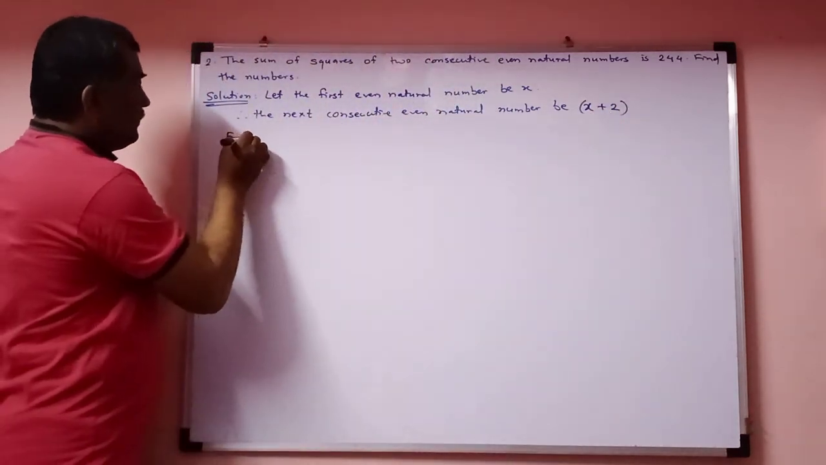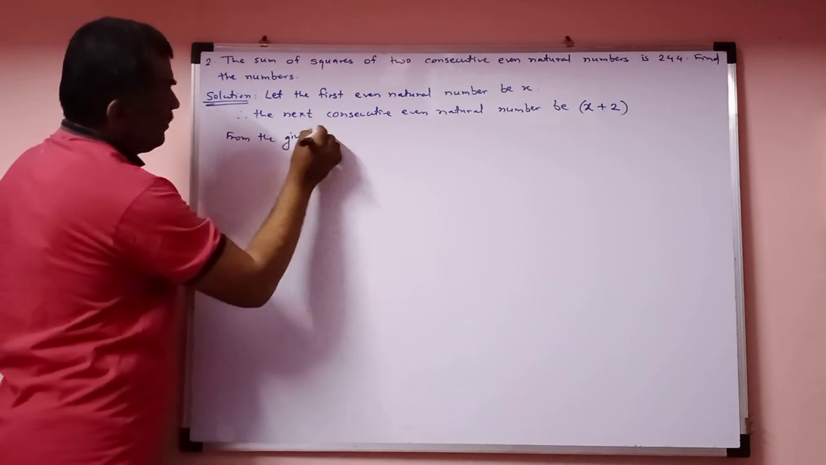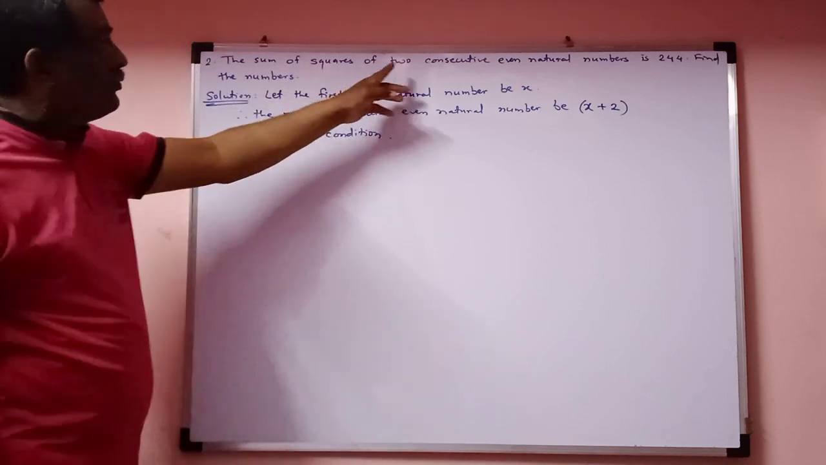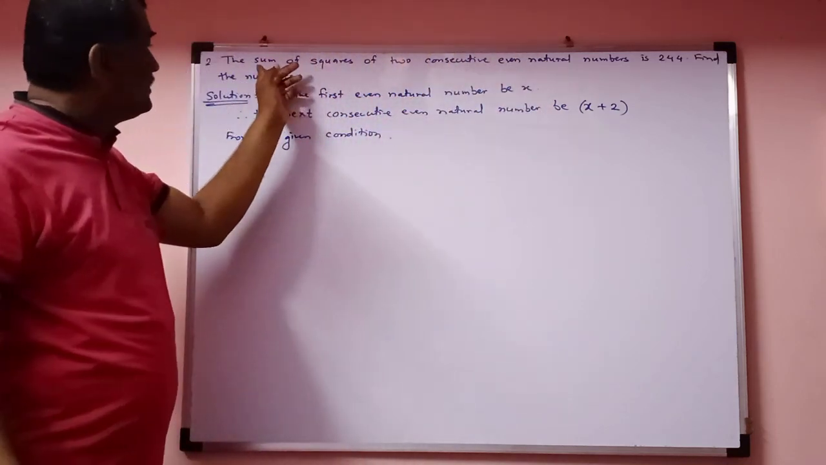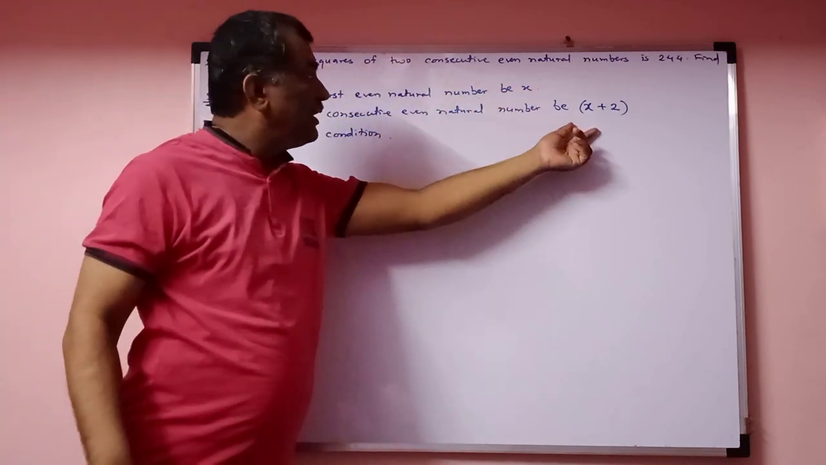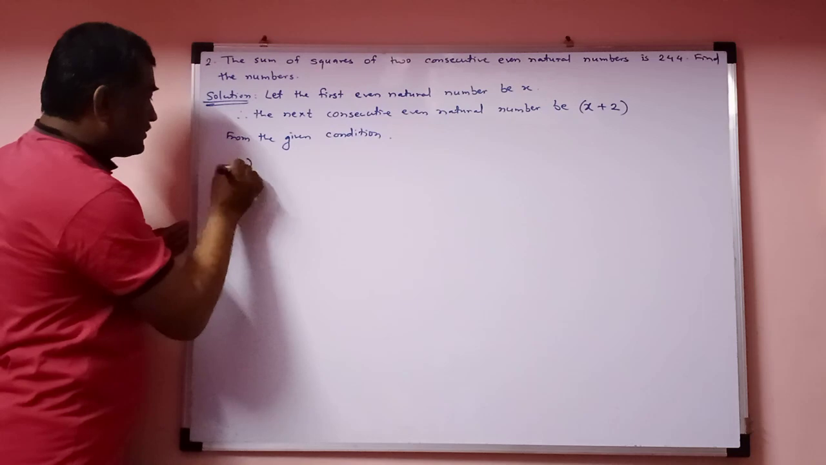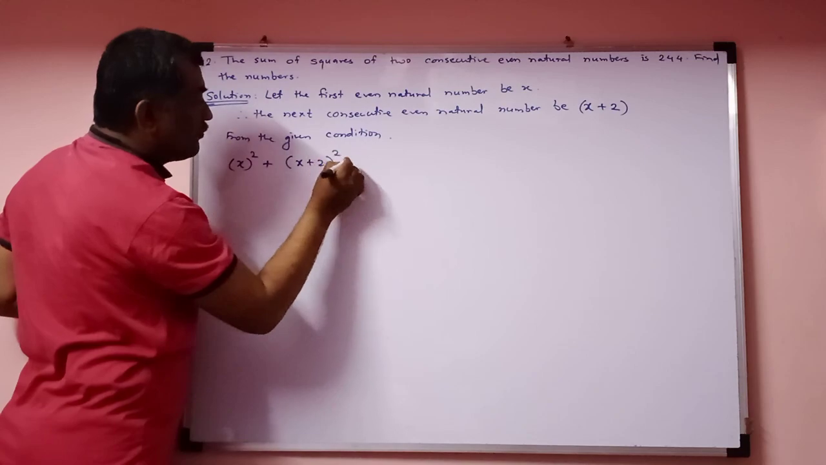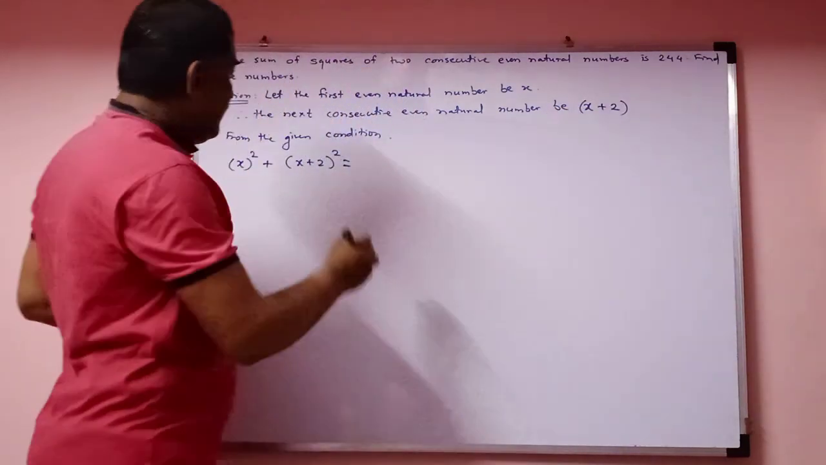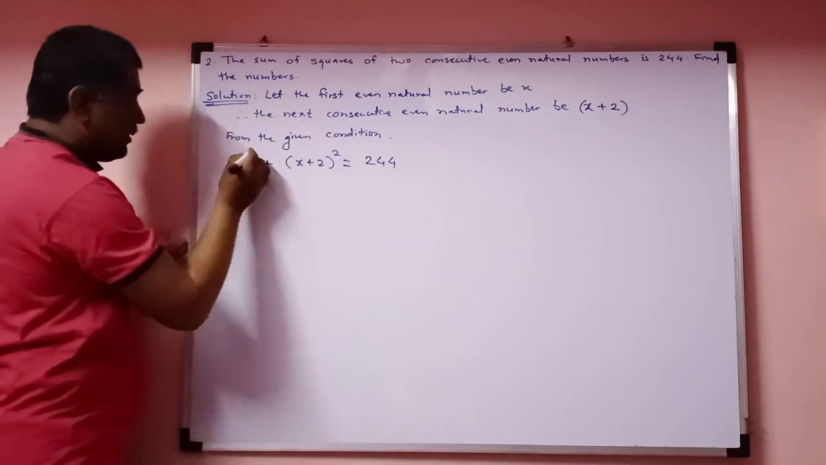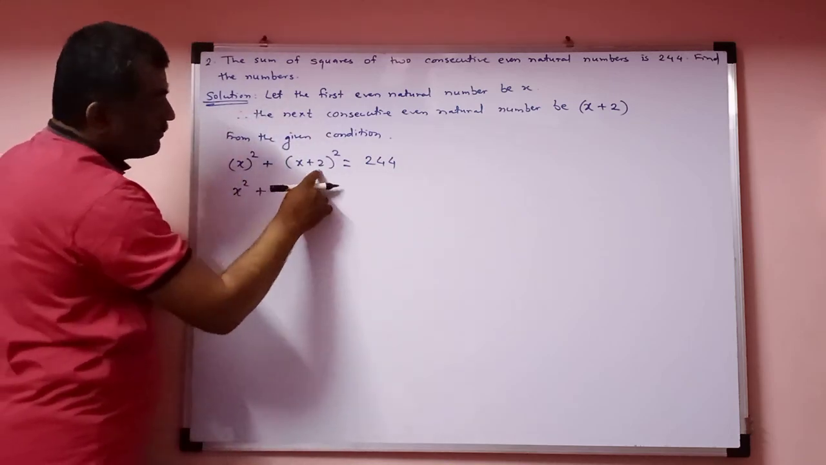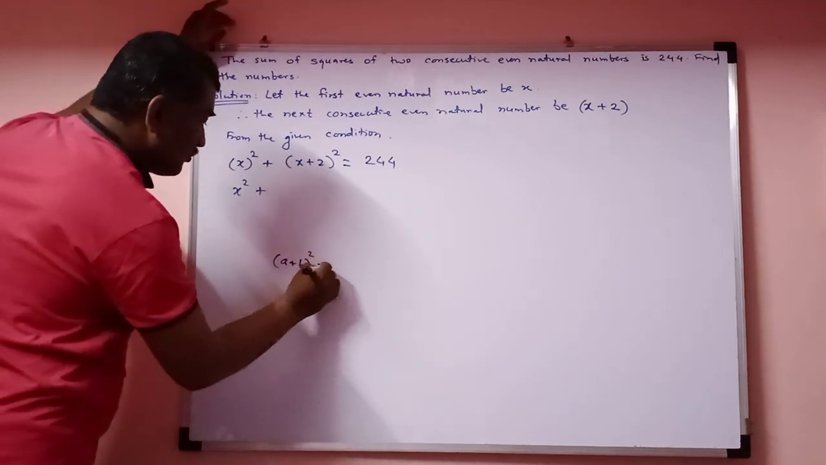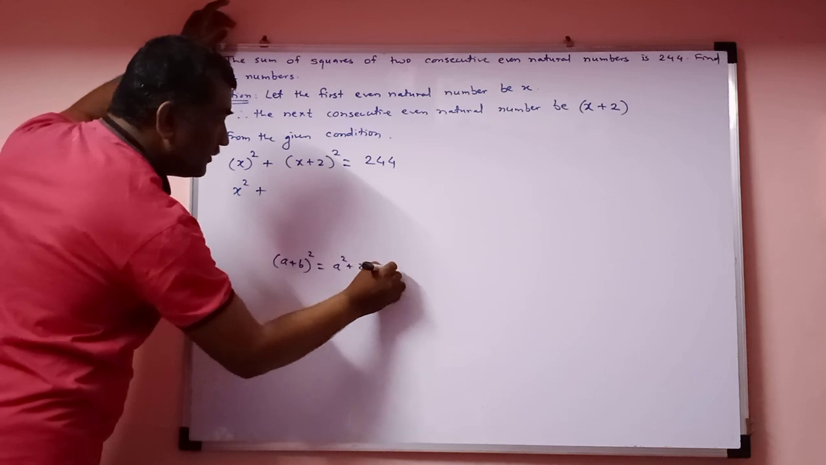From the given condition, the sum of squares of two consecutive even natural numbers. Sum means addition of squares of these two natural numbers. Square of x, x square, plus x plus 2 bracket square is equal to 244. Here x plus 2 bracket square is in the form of a plus b bracket square is equal to a square plus 2ab plus b square.